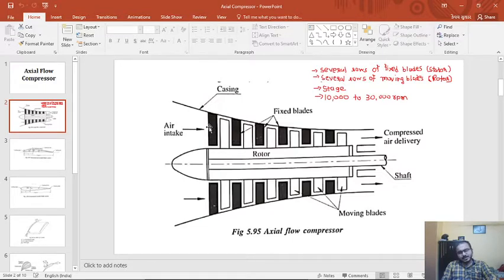In an axial flow compressor we have several rows of fixed blades and moving blades. One moving blade and one fixed blade constitute a stage, where we get a pressure rise of 1.12 to 1.20, and there are around 14 to 20 stages in an axial flow compressor. The rotor shaft runs at 10,000 to 30,000 rpm.